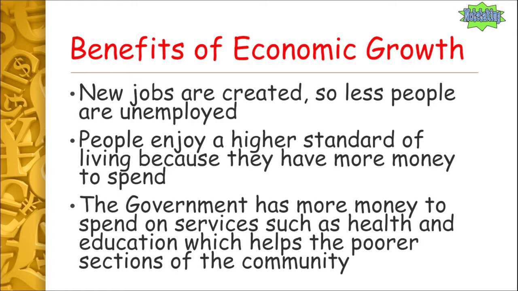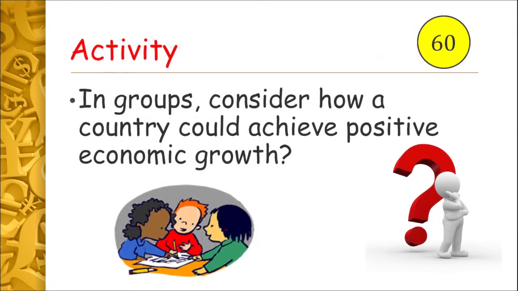The government has more money to spend on services such as health and education, which helps poorer sections of the community. The government is making more money on taxation in two ways. One, because they're getting tax on the goods and services that are made, and also if more people are working, they're getting more income tax from that, and they're having to pay less on social welfare payments.